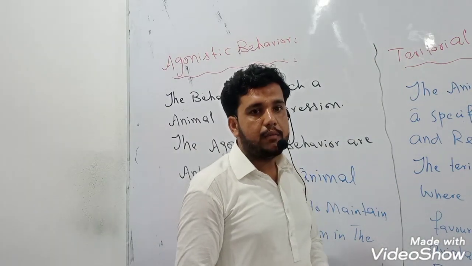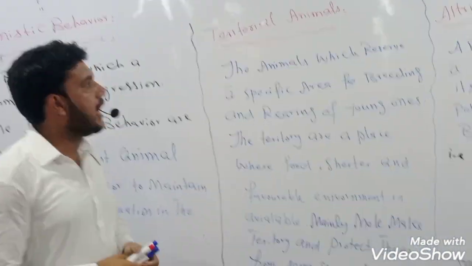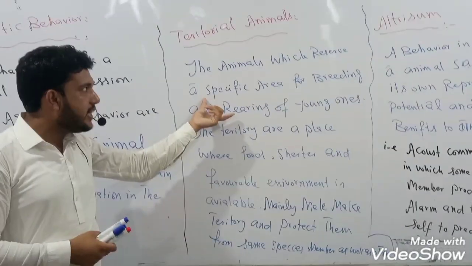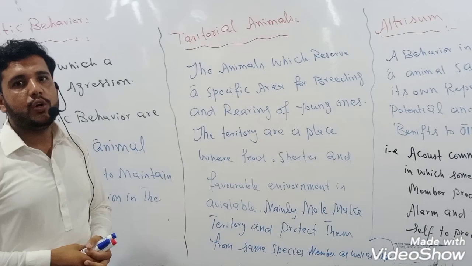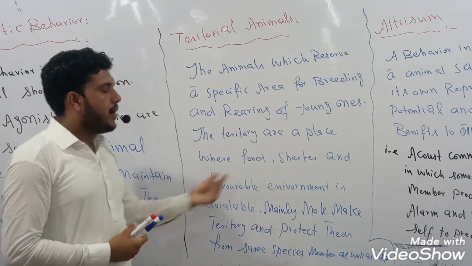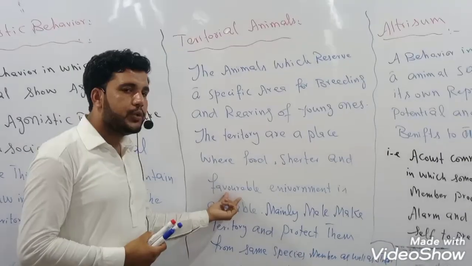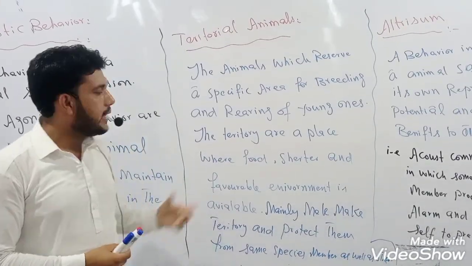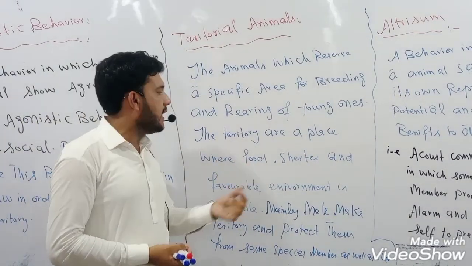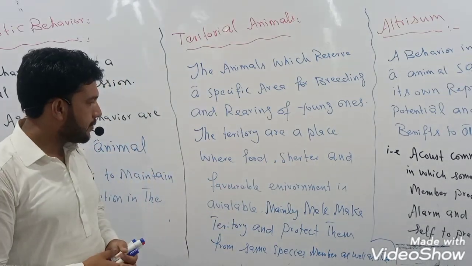Now, territorial animals are animals which reserve a specific area for breeding and rearing of young ones. This area is known as a territory, and the animal which forms its own territory is known as a territorial animal. Animals form territory for a few purposes: to get food easily, to get shelter easily, to reproduce easily, and for a favorable environment.